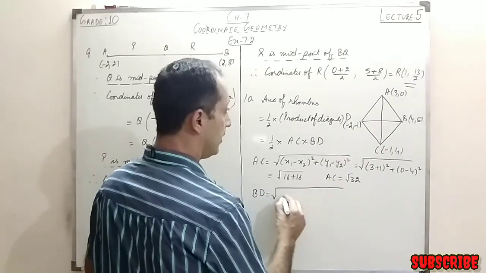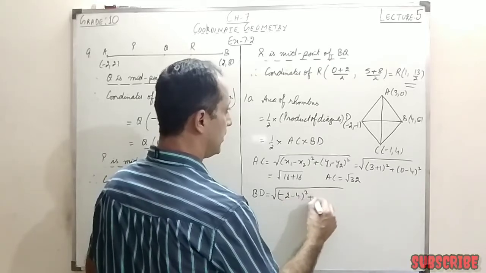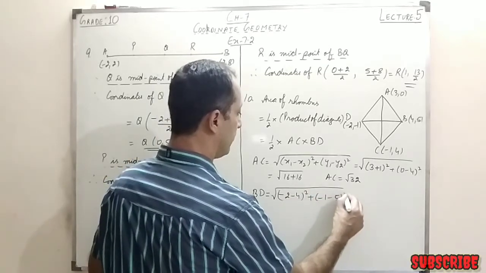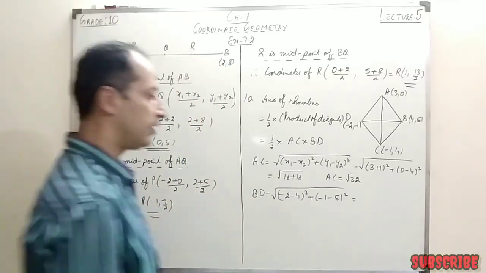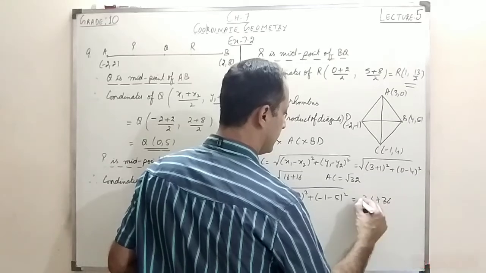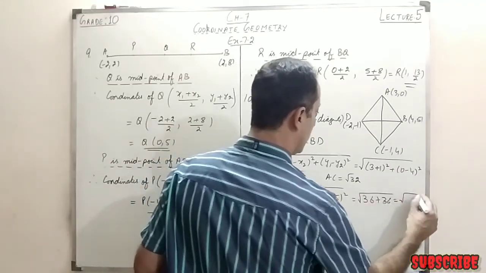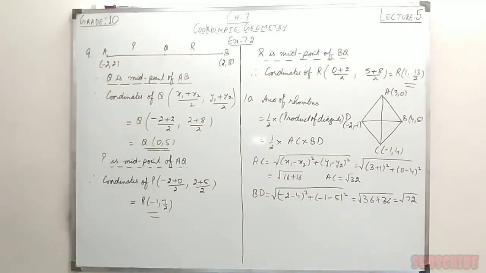Similarly, I can find BD also. BD will be (minus 2 minus 4) whole square plus (minus 1 minus 5) whole square. So that is minus 6. Minus 6 whole square is 36. And again 36. So this is 36 plus 36. And I get it as root 72. Right?